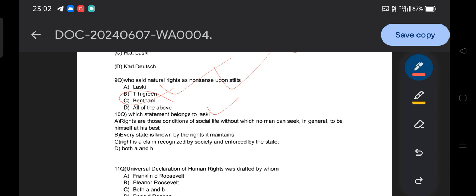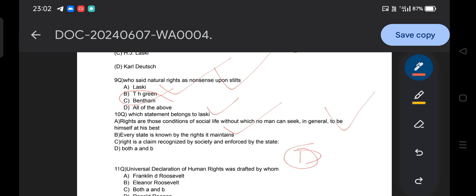Okay, what is the correct answer? Option D, both A and B. Rights are those conditions of social life that allow one in general to be himself at his best, and every state is known by the rights it maintains. For example, the kind of rights practiced in India determines whether it is called democratic or a totally authoritarian, non-democratic regime. The state that maintains the rights is known by them, and that shows which kind of state it is.